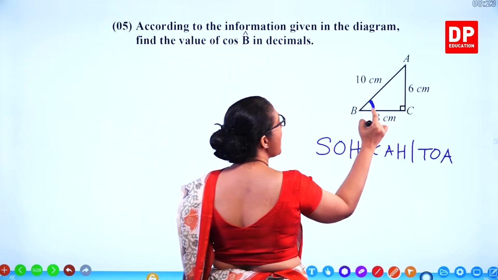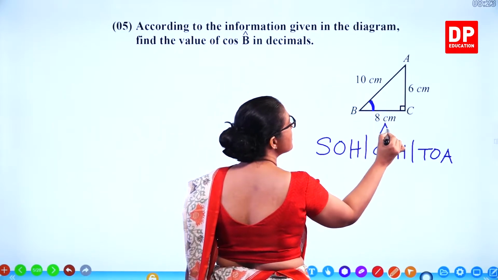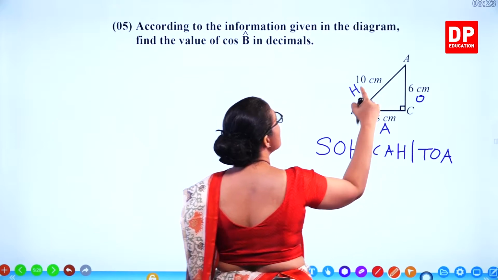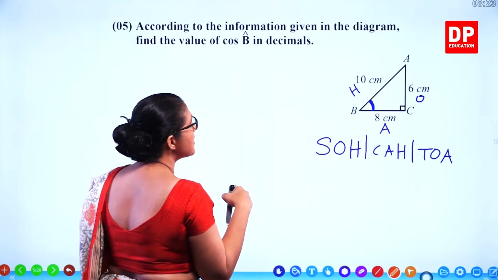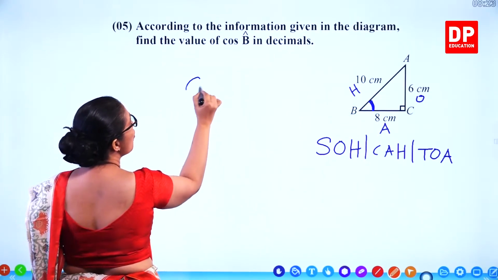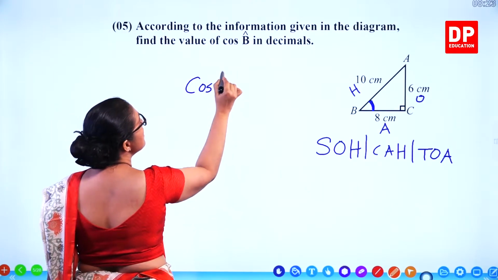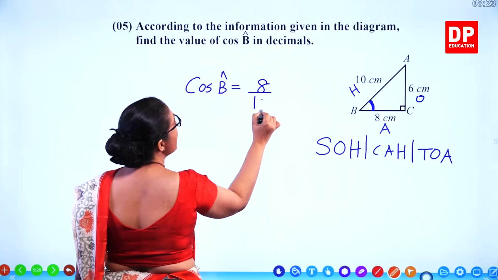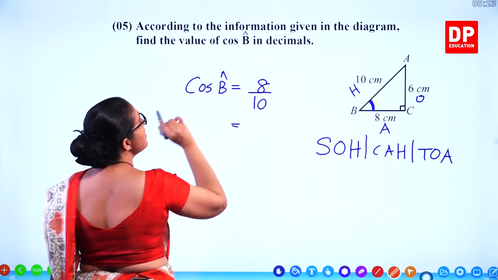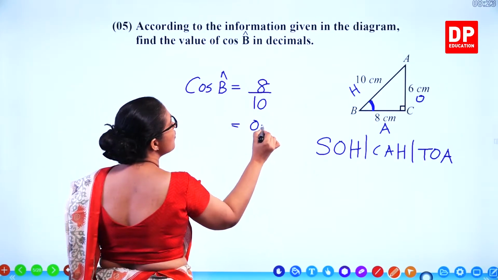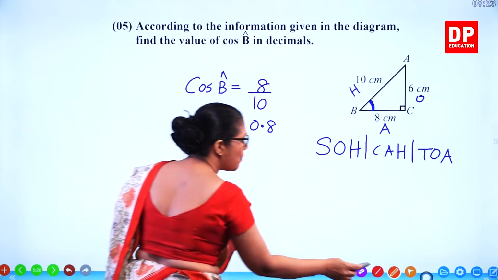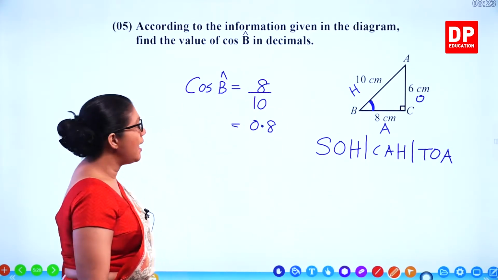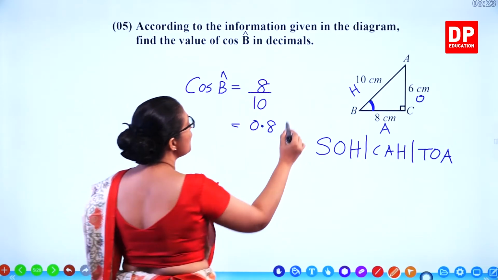So to this angle, this is adjacent, this is opposite and this is hypotenuse. So we need adjacent over hypotenuse. So cos B equals 8 over 10. You need to write in decimals. So that means 0.8. You divide by 10 means moving the decimal place 1 place to the left. So 2 marks for that.